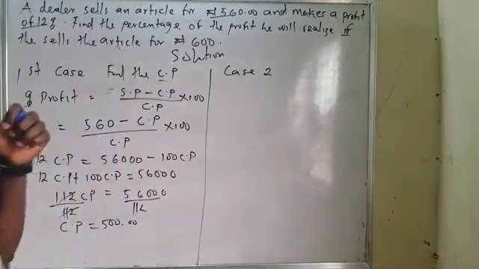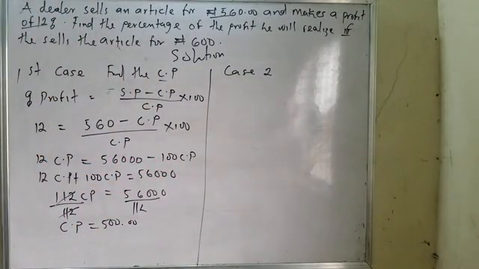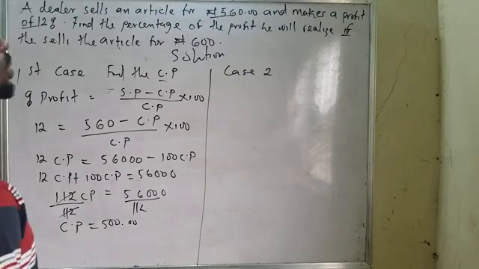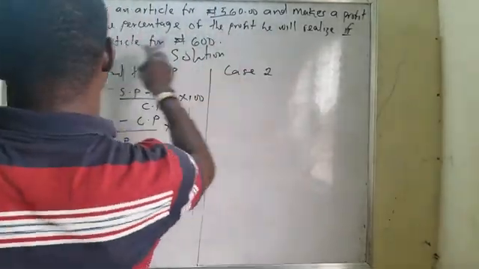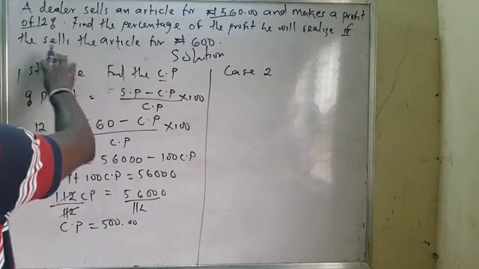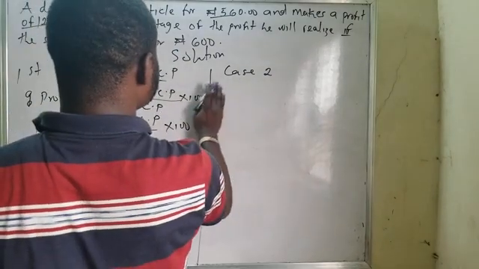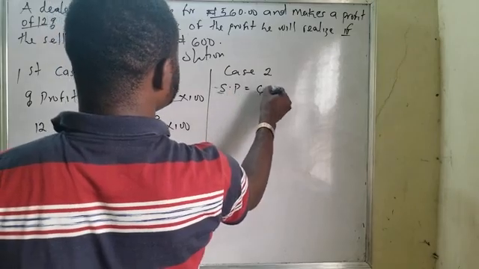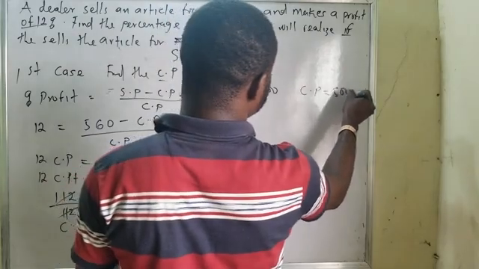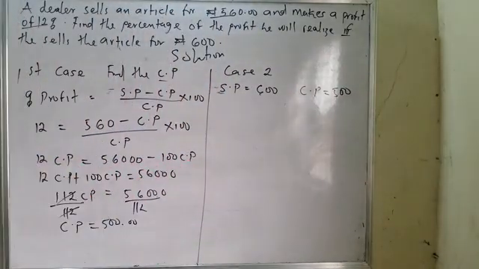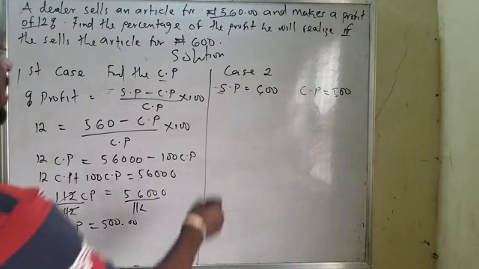Look at this case 2, which is the second case. At this part, what will be missing now is the profit. They said to find the profit if the selling price is 600. It means my selling price is 600. My cost price is what we just found here, which is 500. Now, I'm looking for the profit. The profit is unknown.